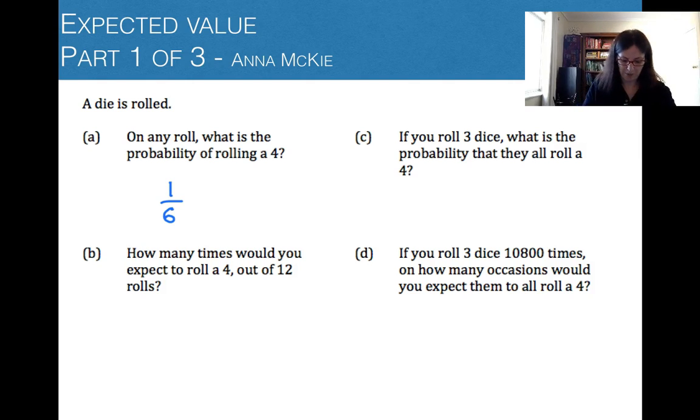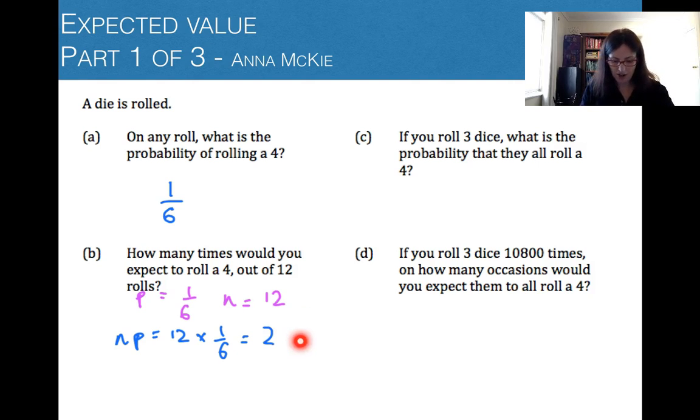That's it. Next, how many times would you expect to roll a 4 out of 12 rolls? As we did on the previous page, we're heading towards n times p. The probability of a 4 is 1 out of 6. N, the number of trials, is 12 rolls here. So we're interested in np, n times p, 12 times 1/6, and that's equal to 2.